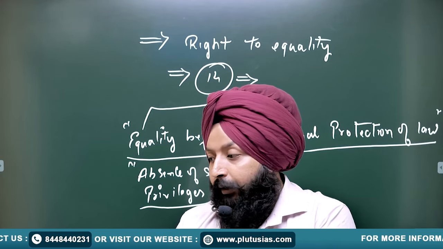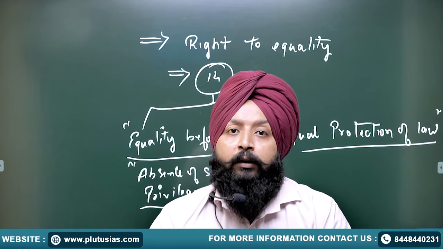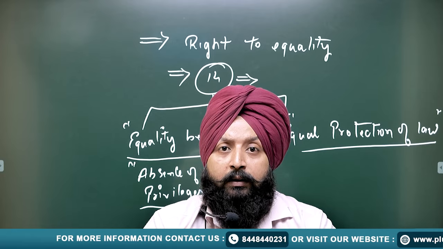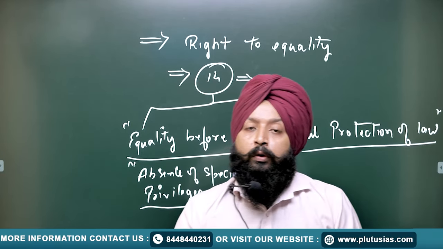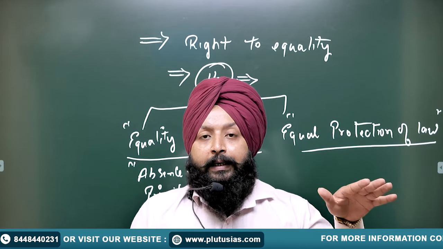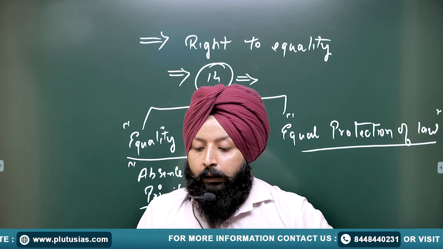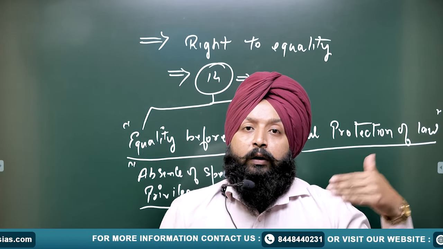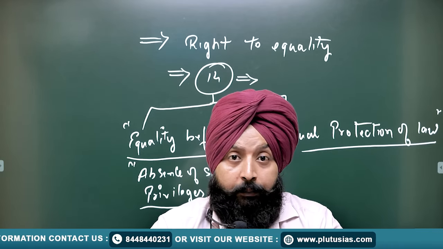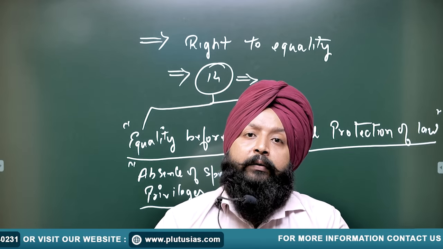A person might be holding a very important constitutional position. A person might have a net worth of 5,000 crores. A person might be a very well-established businessman. But when it comes to his or her treatment under the law, he will be treated equally as ordinary citizens of this country. That means, for example, a person commits a crime. A peasant commits a crime, and a well-established businessman in this country commits a crime. Now both of them will be treated equally.